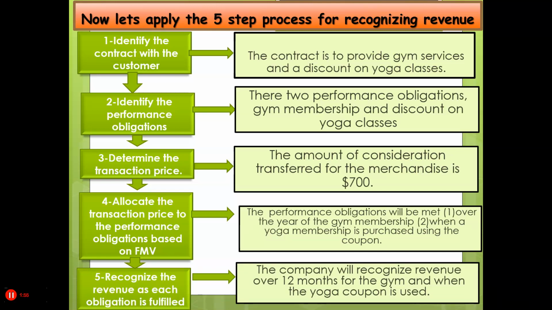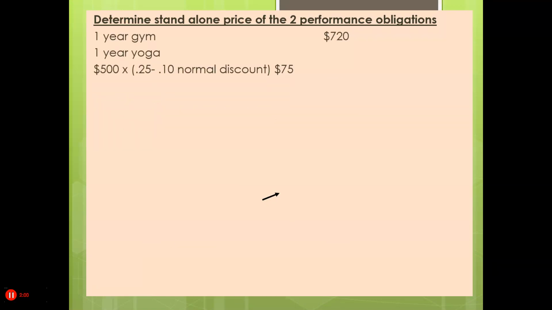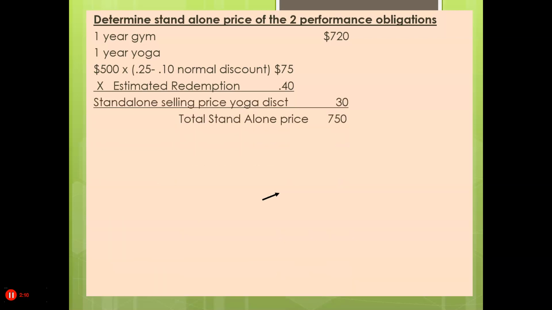So now let's take a look how we're going to do that. First we have to use that fair market value. So the yoga is $500 times 15% discount times potential 40% will redeem it. So it has a fair market value of $30. So our total standalone price is $750.